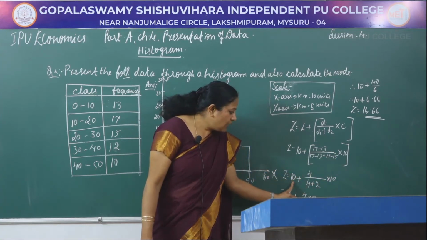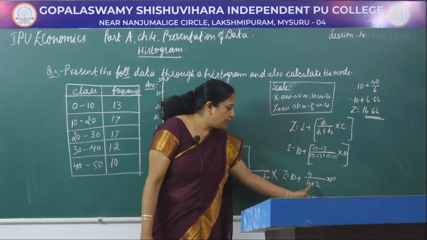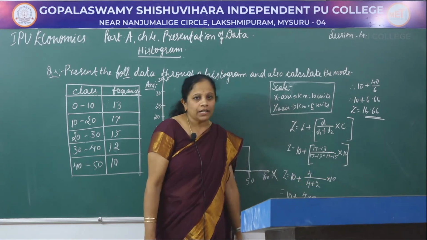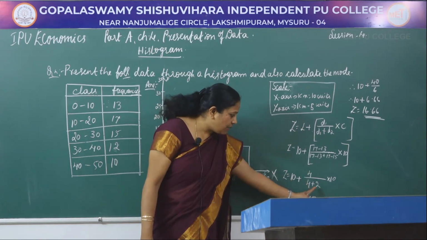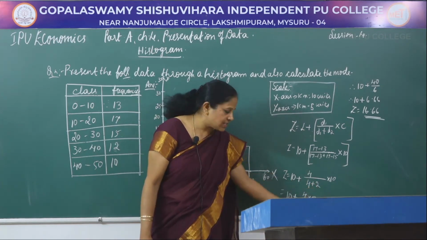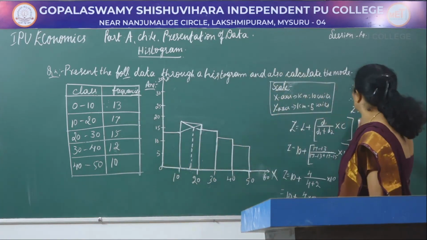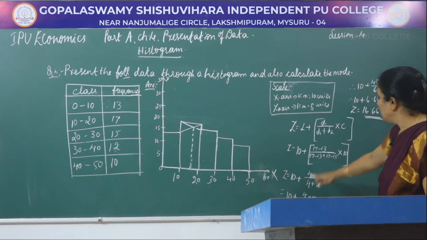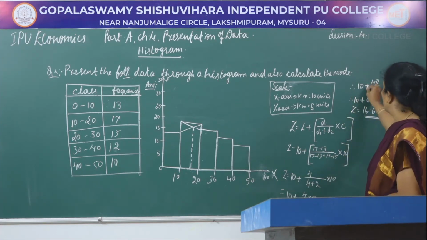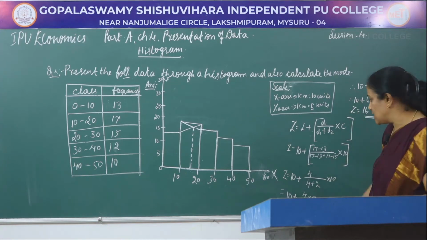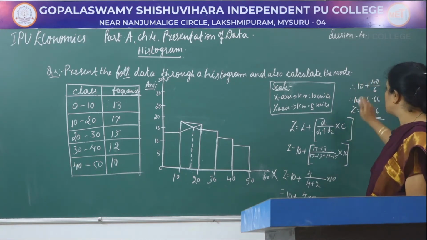So the lower limit is 10. 10 plus 4 divided by 4 plus 2 multiplied by 10. Then we obtain 10 plus 4 divided by 6, since 4 plus 2 is 6, multiplied by 10. Here we have the lower limit as 10. 10 plus 40 divided by 6, since 4 into 10 is 40. 40 divided by 6.